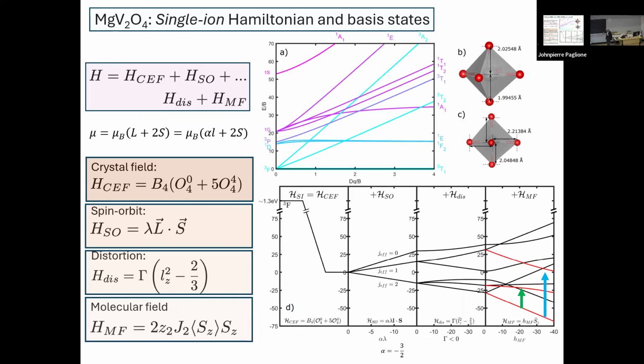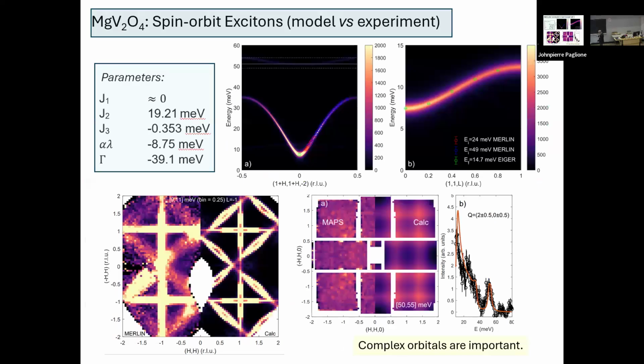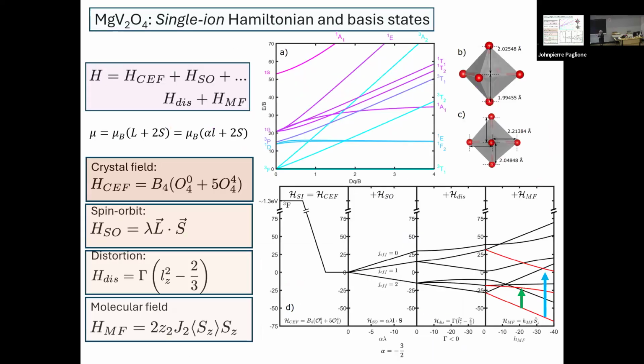Okay, so once again, I'm not going to go through this because you've heard this a few times already. We looked at the single ion response, the electrostatic field, spin orbit coupling, and the molecular field, worked out what the single ion Hamiltonian was, and then did the RPA process.